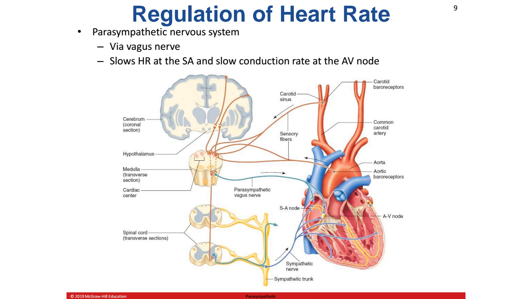At the sinoatrial node, there'll be a release of acetylcholine, and that will lead to a slowing of the heart rate. At the AV node, there'll be a release of acetylcholine, and this will lead to a slowing of the conduction rate of the atrioventricular node.